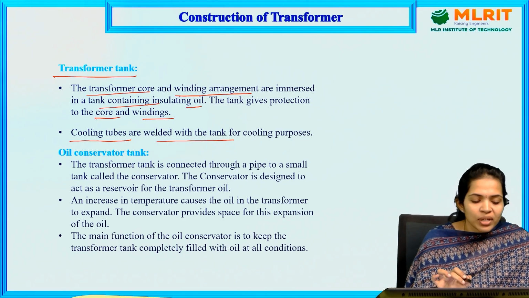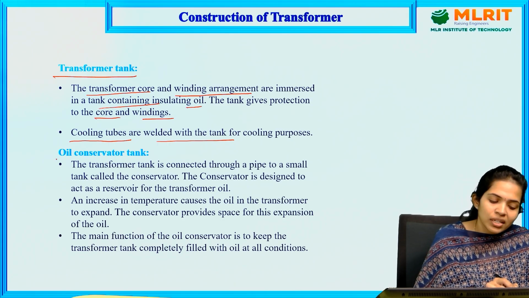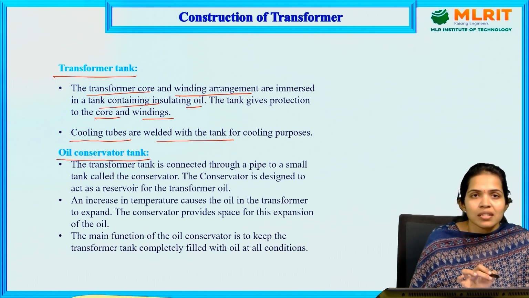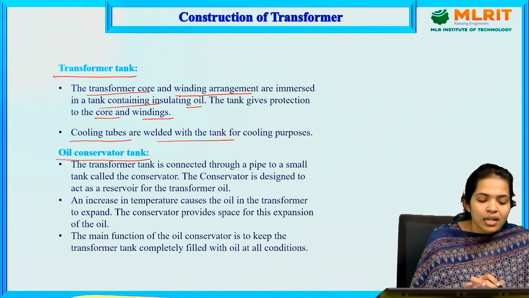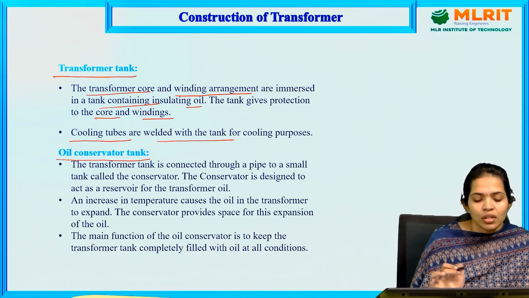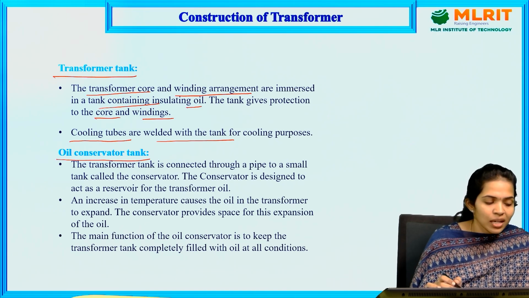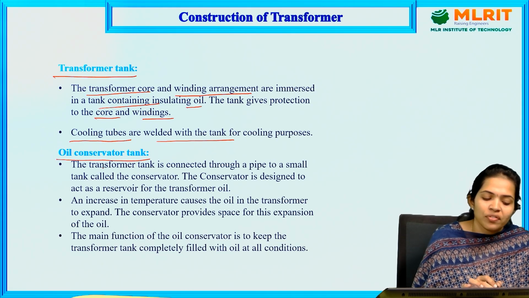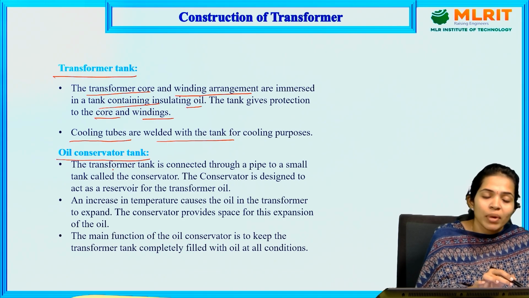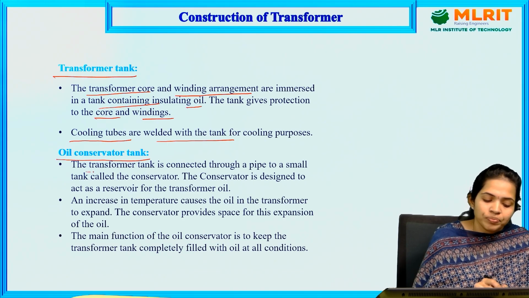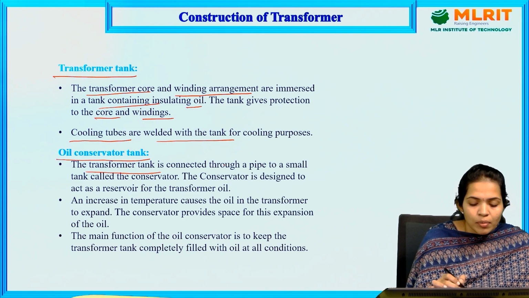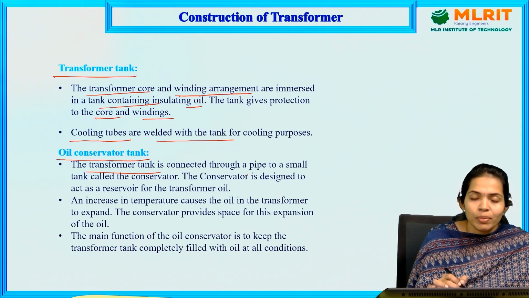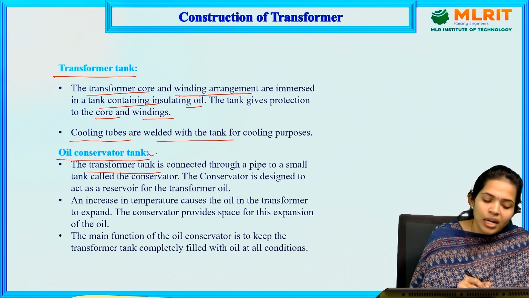Apart from the transformer tank, we also have a conservator tank. The name itself indicates the oil conservator tank. It is an airtight tank in which we have transformer oil. Transformer oil is basically used for providing insulation or for the cooling of your windings. The level of transformer oil in the main tank will be monitored, or the level will be maintained by this conservator tank.